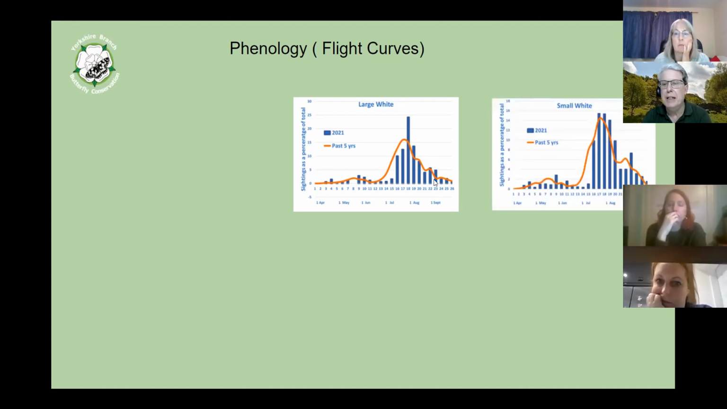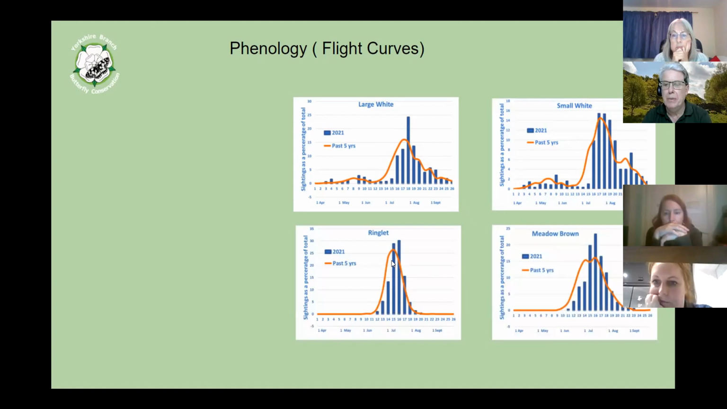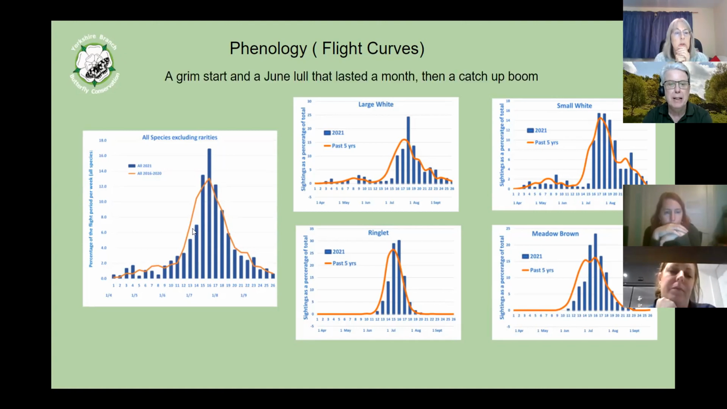You'll see the same with the small white, similar with the ringlet, and similar with the meadow brown. Put this all together and you get this, which is all the species. And you see this gap here is quite huge, but then you see this peak well above. So although we had a very bad June, there was more than ample compensation for it in July.